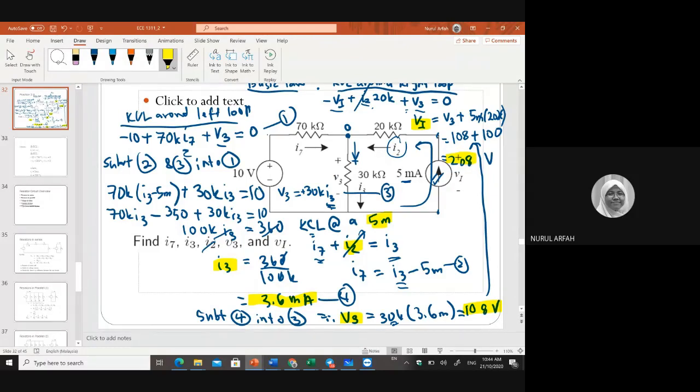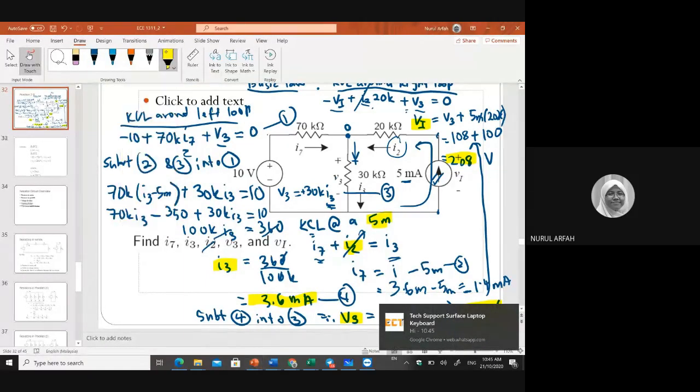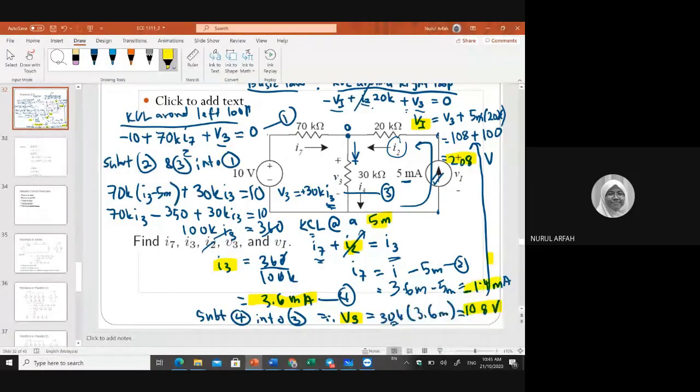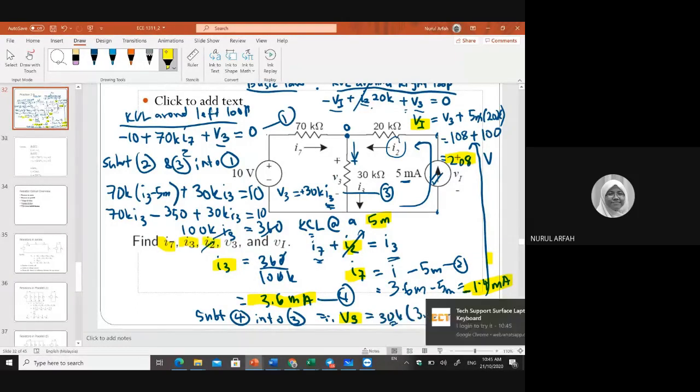I7, where is I7? Oh, I7 we haven't calculated yet. So I7 equals I3, 3.6 milli, minus 5 milli. Then you have what? Someone calculate for me? Negative 1.4 milli, right? Milliampere. So this is the answer. Okay, good job. So I7 done, I3 done, I2 done, V3 and VI.